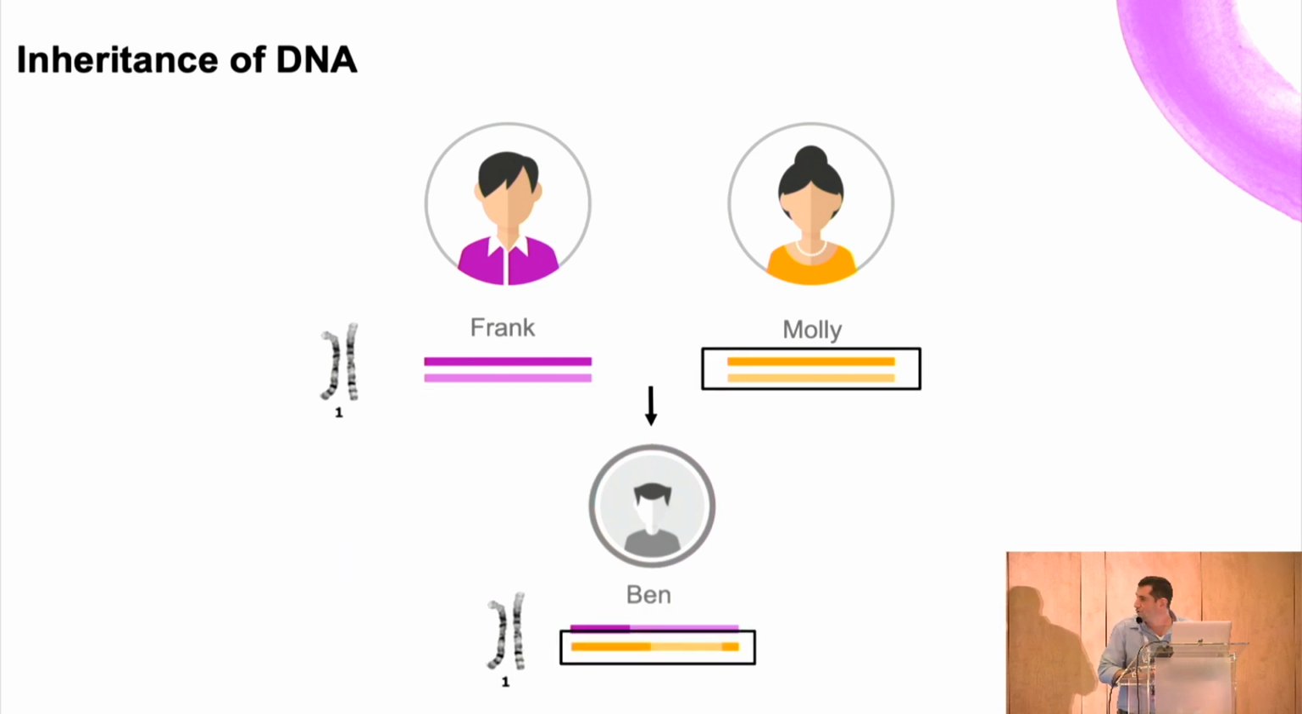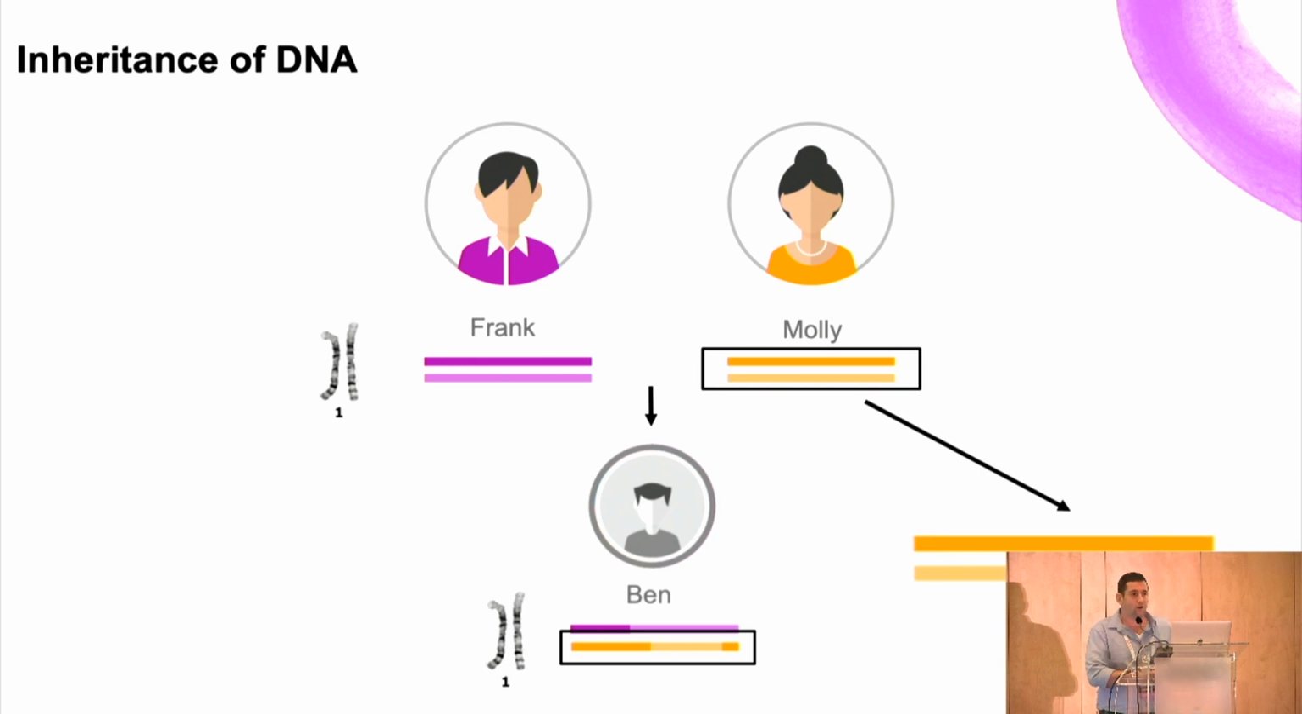Molly contributed also DNA from her parents to Ben. And here we have 2 recombination events. So we started with one grandparent, stopped, moved to the other one, and then went back to the first grandparent, and she inherited these pieces of DNA from him. And this is how DNA is inherited in general.